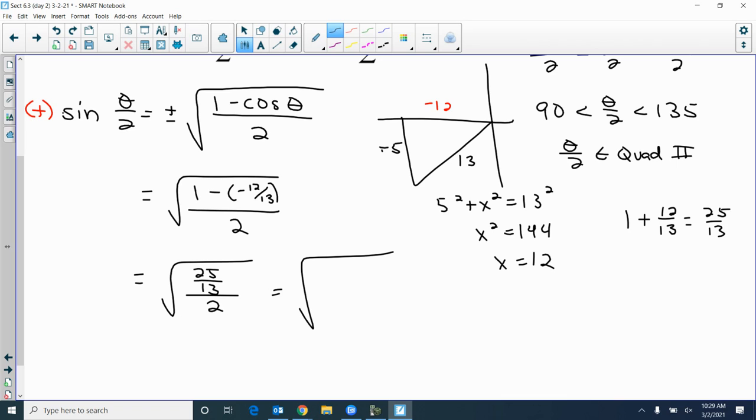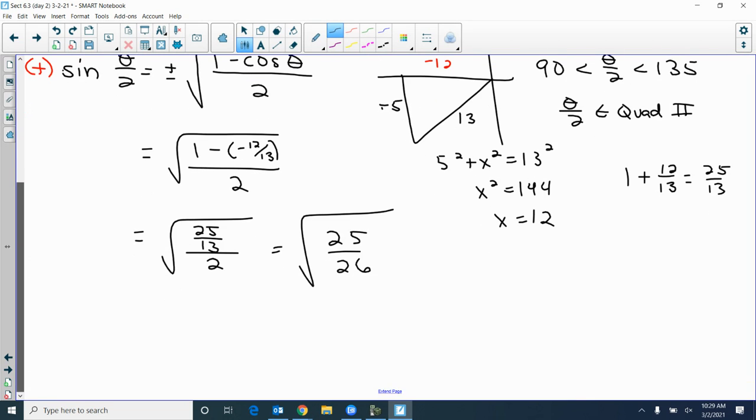And what does that simplify to? So 25 over 13 times 1/2. So it's actually going to be 25 over 26. You want to simplify where we can. We know the square root of 25, that's what? That's 5. So this now becomes 5 over radical 26, and I am going to rationalize the denominator.